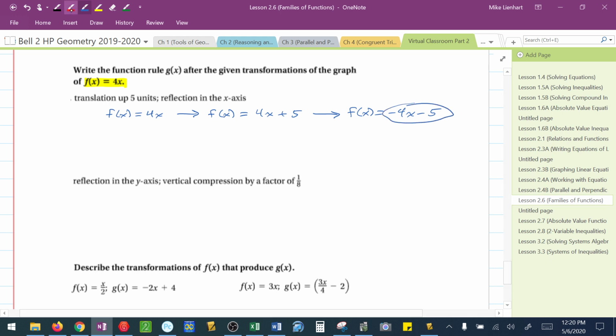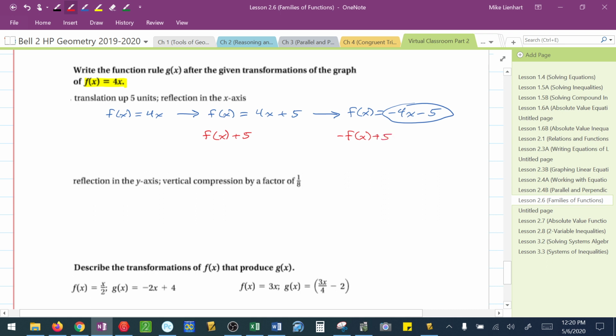Now, in hindsight, I could have thought of it this way too. This is really saying take f of x and add 5. And this is really saying take the negative of f of x plus 5.